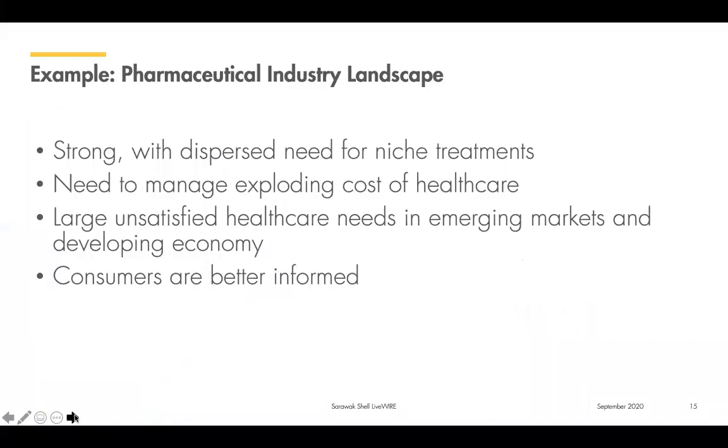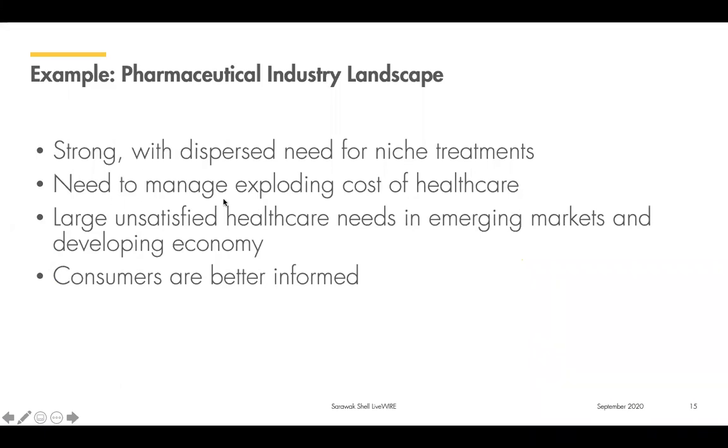So coming back to the pharmaceutical industry, in terms of need and demand, the demand is strong, and there's a dispersed need for niche treatments. I mean that some people are maybe looking for Ayurvedic, there's a name for it. I kind of lost it now, people looking for traditional remedies, right? So they could be one of the treatments, right?